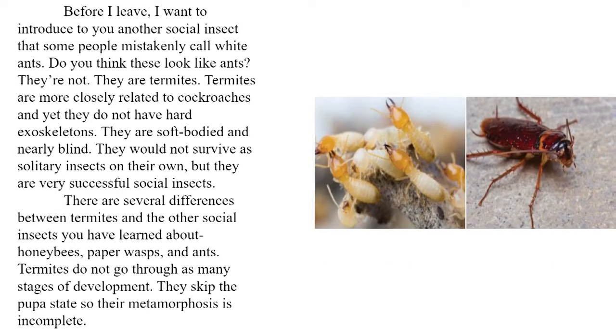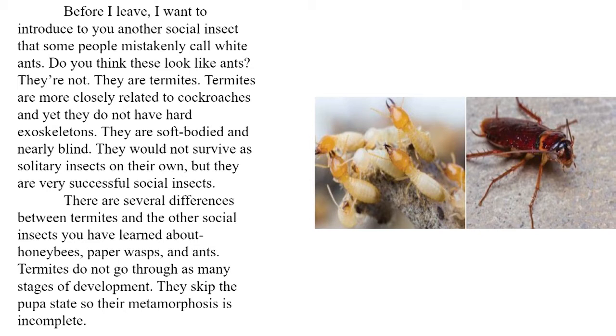Before I leave, I want to introduce you to another social insect that some people mistakenly call white ants. Do you think these look like ants? They're not. They are termites. Termites are closely related to cockroaches, and yet they do not have hard exoskeletons. They are soft-bodied and nearly blind. They would not survive as solitary insects on their own, but they are very successful social insects.